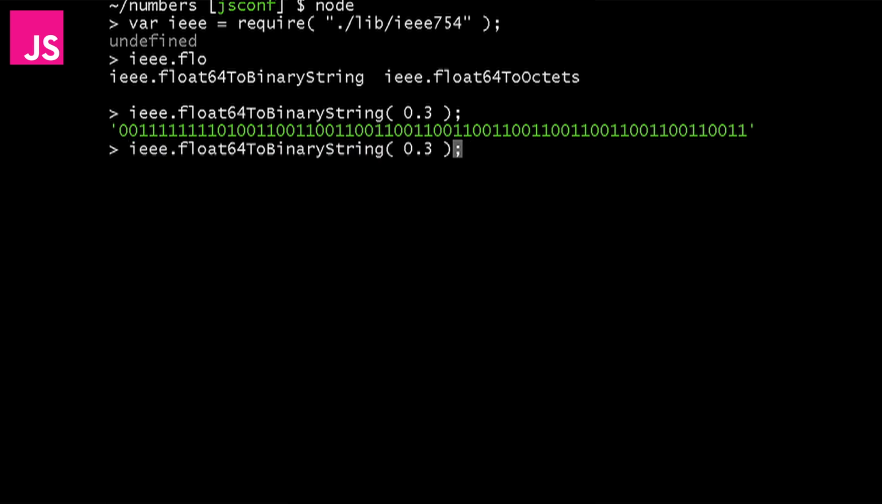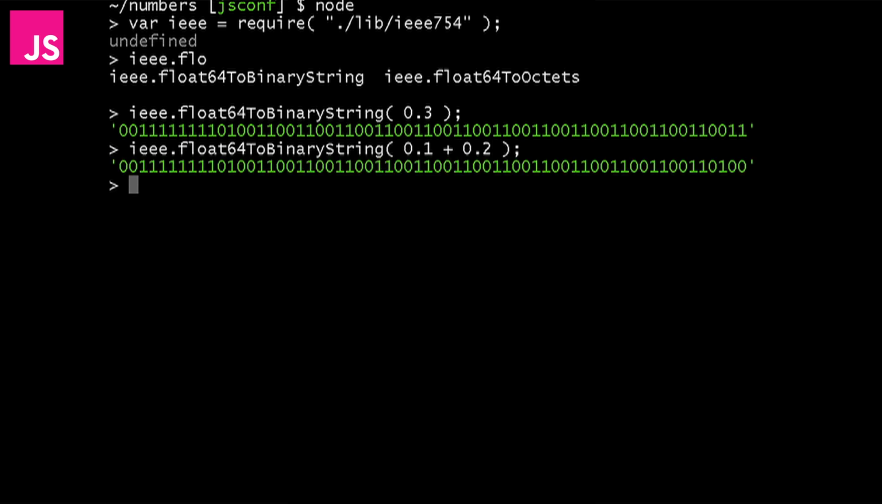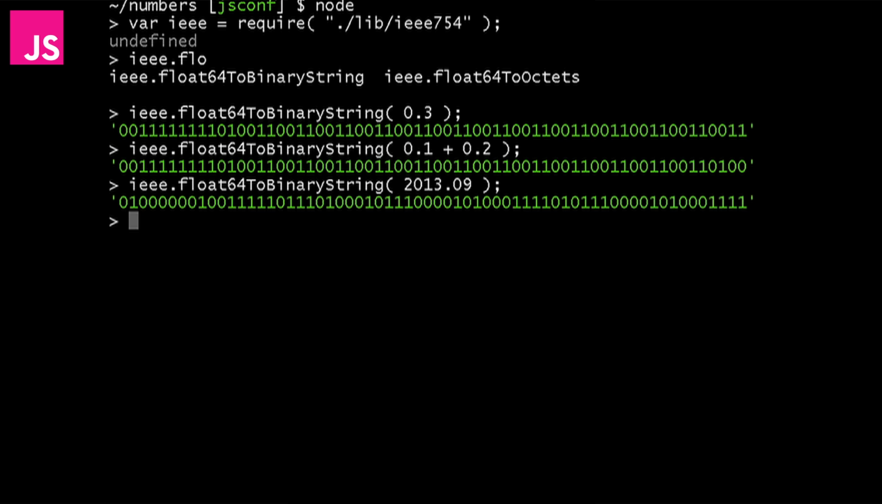So let's compare it to the result of the computation of 0.1 plus 0.2. It's almost the same, but if you look at the last 3 bits on the right side, you will see that there is a little difference there. And yeah, we can take any number we want, like, I don't know, 2013-09, and see how it looks like. But looking at these zeros and ones doesn't really give us any kind of understanding of what is going on there, how these numbers are computed.